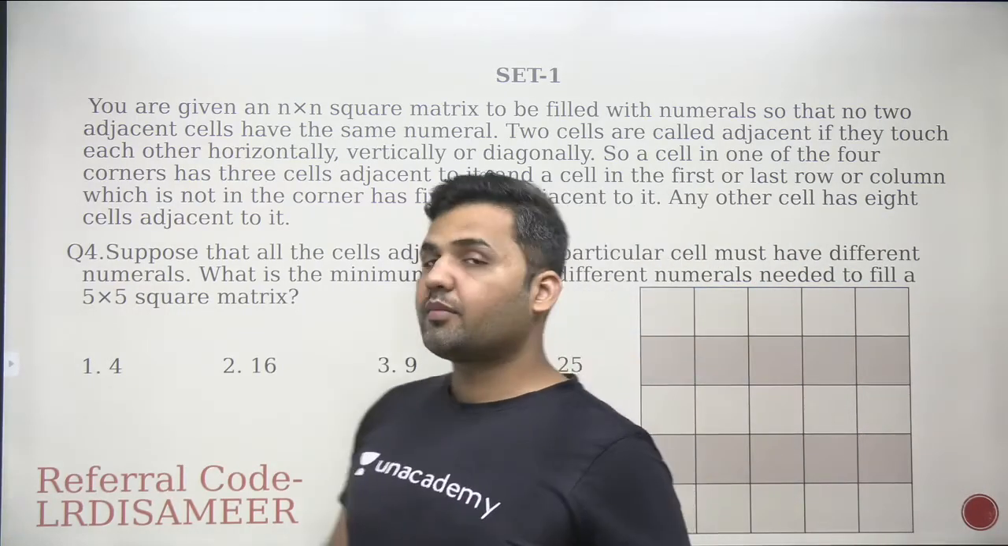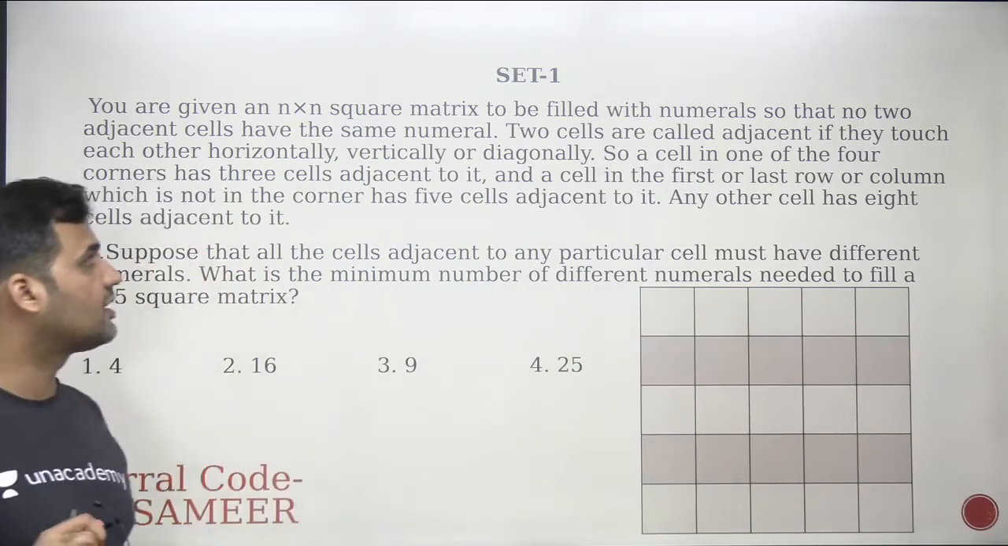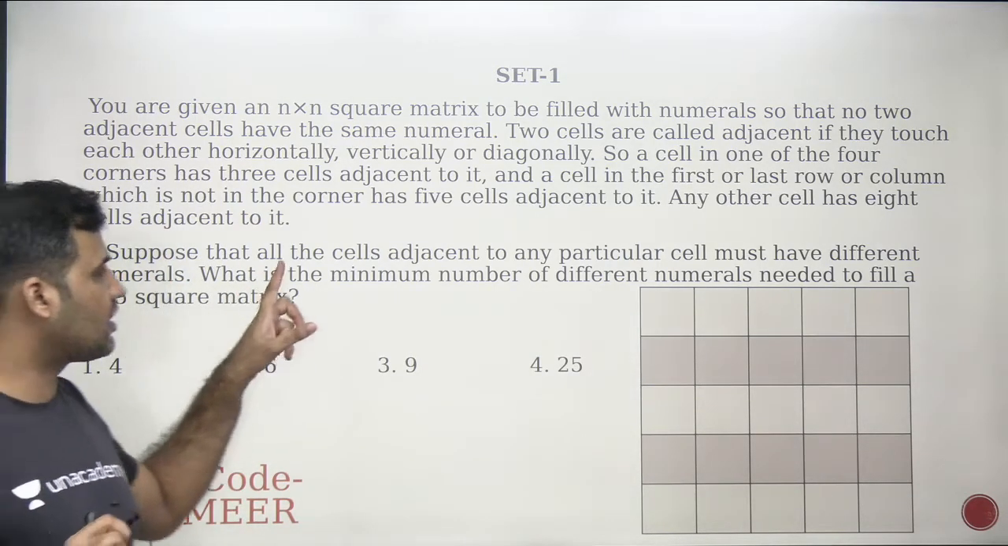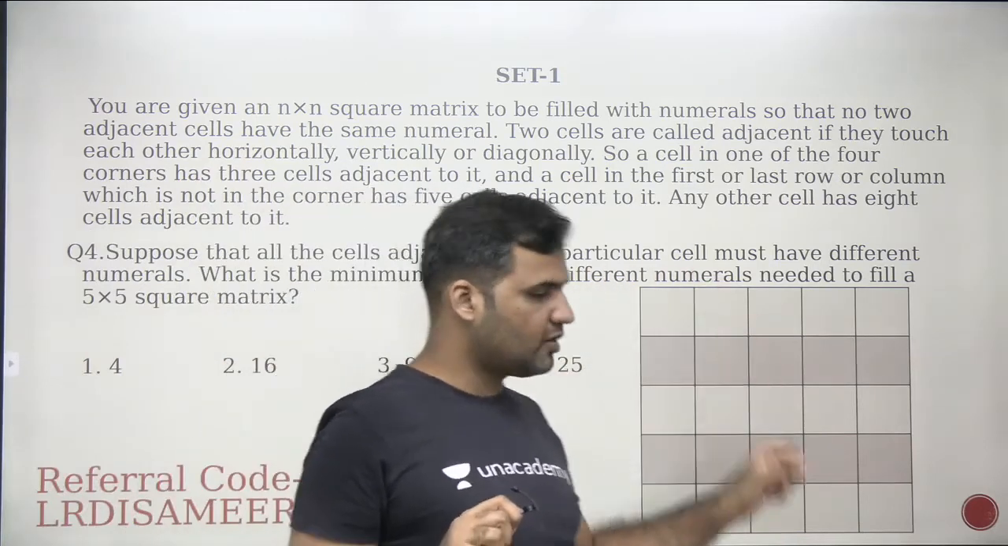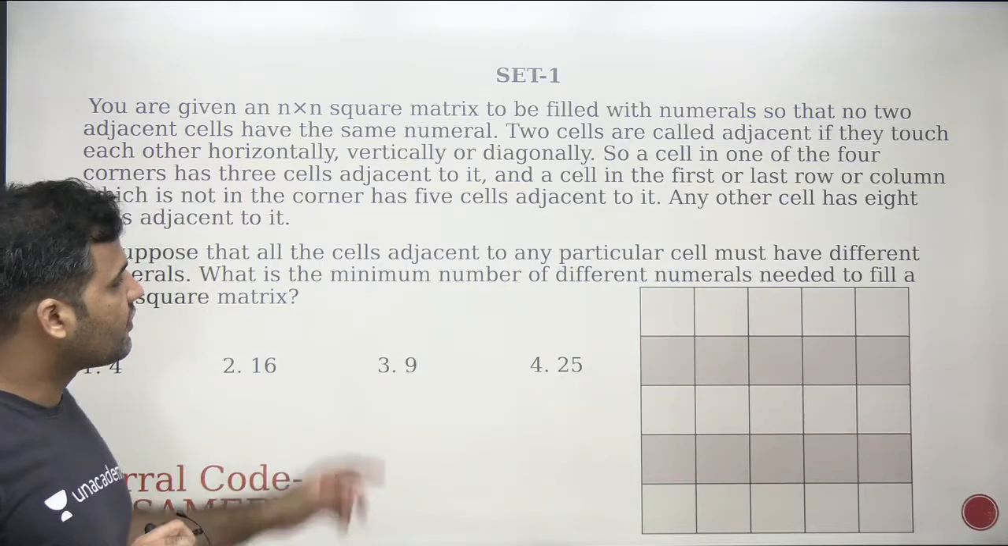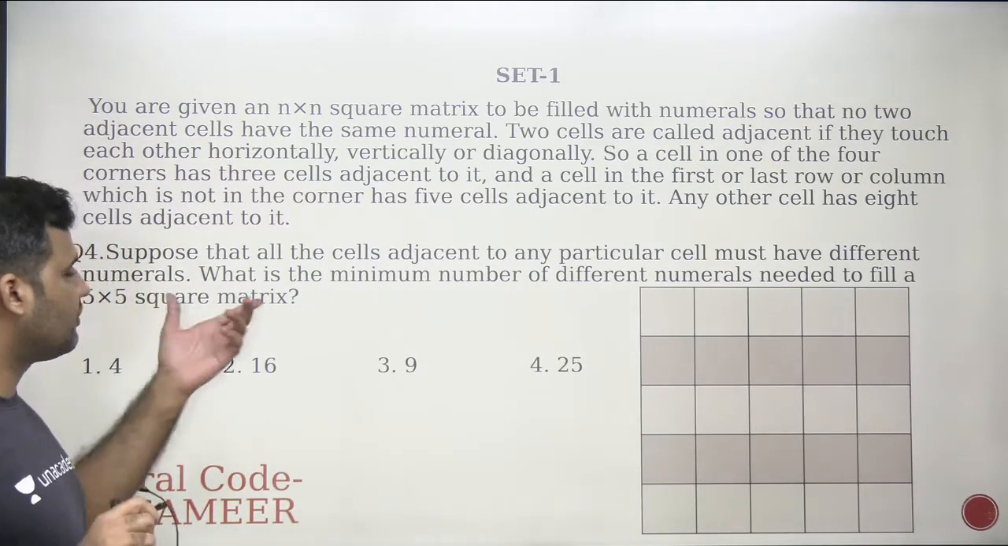Hello everyone, welcome back. So here is the last question of the set of n into n square matrix, CAT 2018. The question says, suppose that all the cells adjacent to any particular cell must have different numerals. What is the minimum number of different numerals needed to fill a 5 into 5 square matrix?